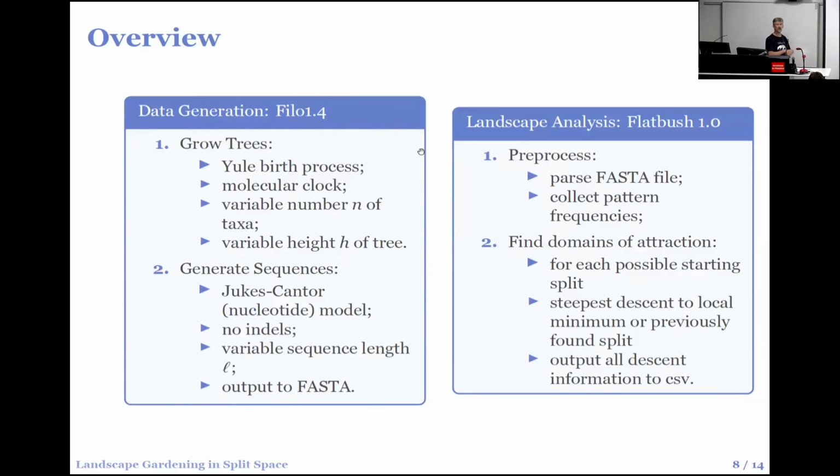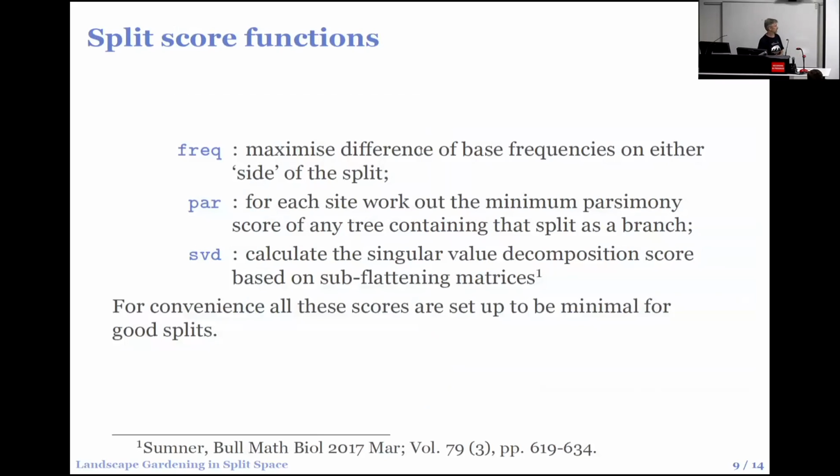For each combination, I generate a bunch of different alignments, and then I feed those into the landscape analysis program, which I've spoken about before. It parses the FASTA output and does this search. It does a little bit of shortcutting by starting at each possible split and doing a steepest climb, until either it gets to a local optimum or it reaches a split that it's seen before, and then we don't need to do anything because we know what's going to happen next. We just make a note and store all the answers output in CSV files for throwing into R.